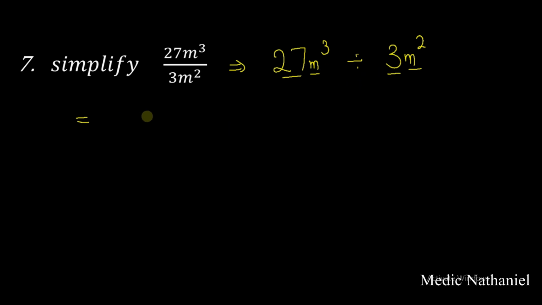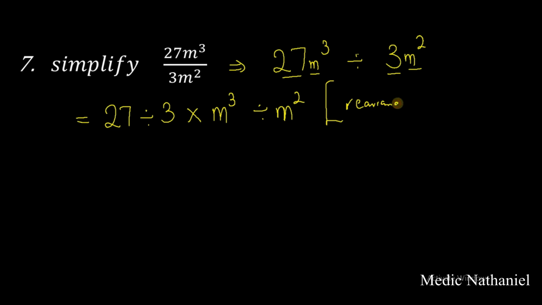So if we do that, that will be 27 divided by 3, ordinary number for ordinary number, times the index number that we have there, m raised to the power of 3 divided by m raised to the power of 2. So what we did here is we rearranged the expression. So after that rearrangement, you can now start your division. 27 divided by 3 will give you 9.